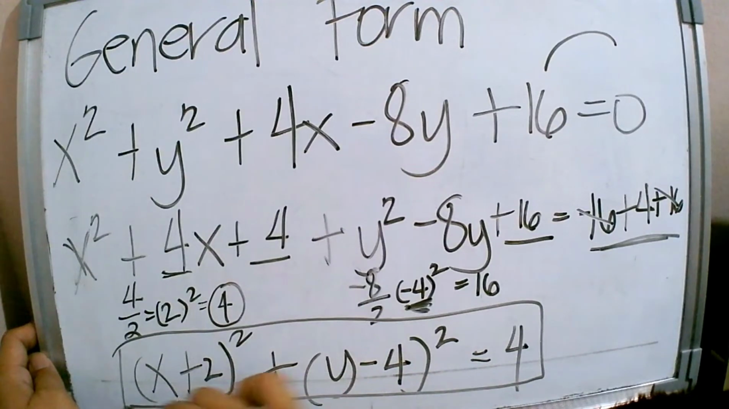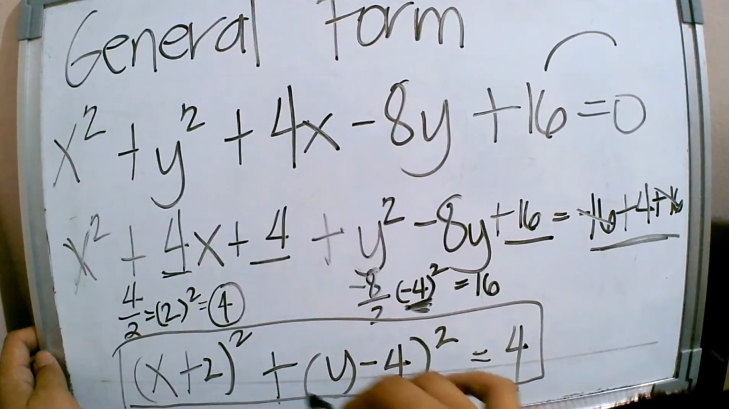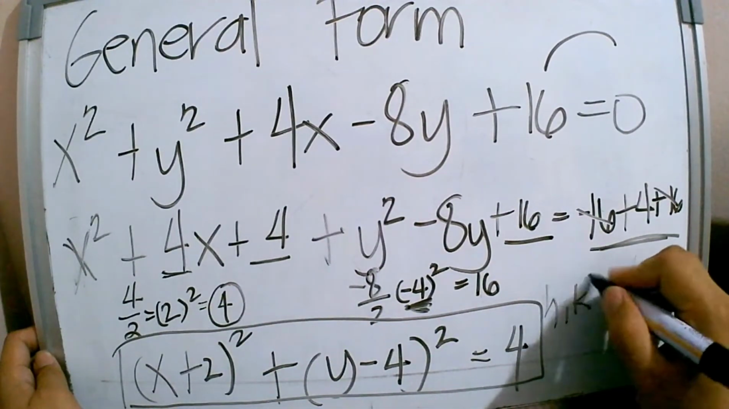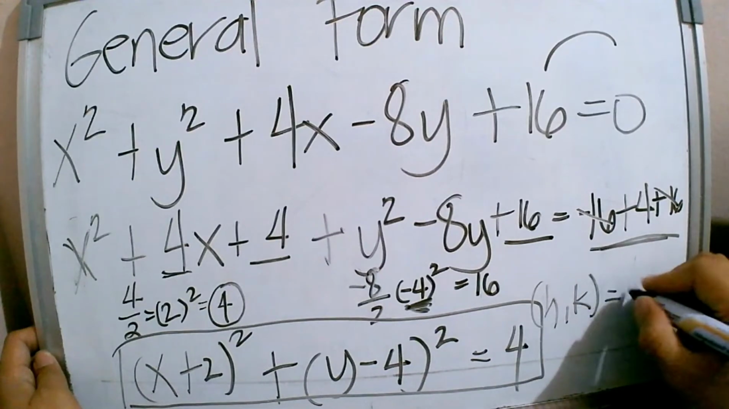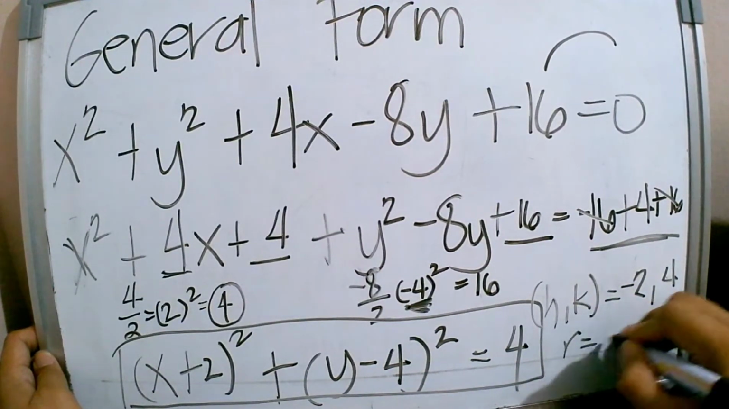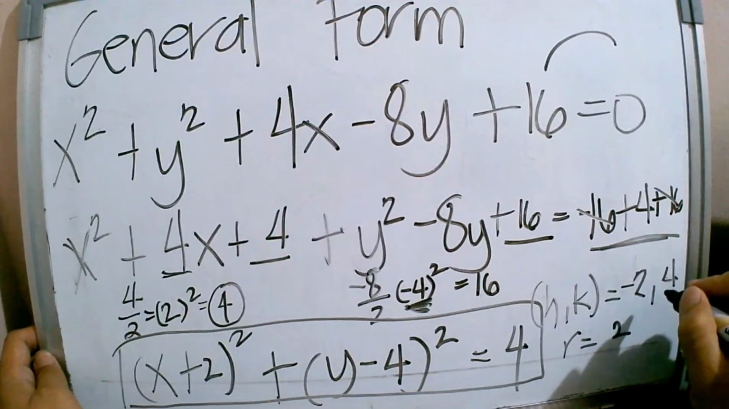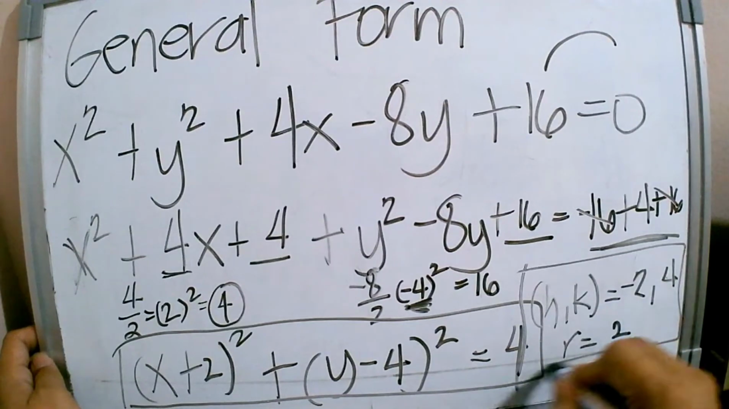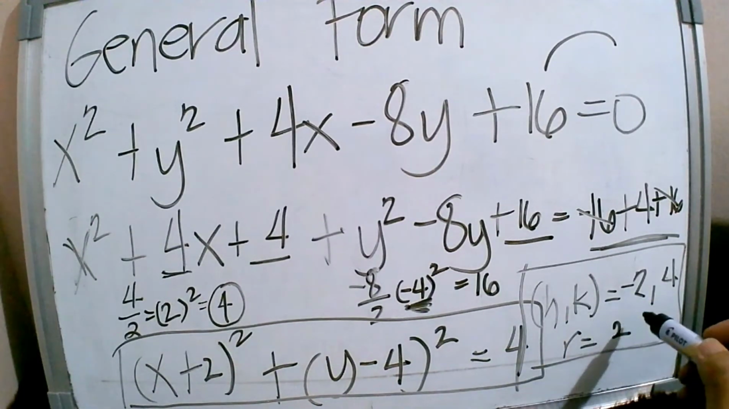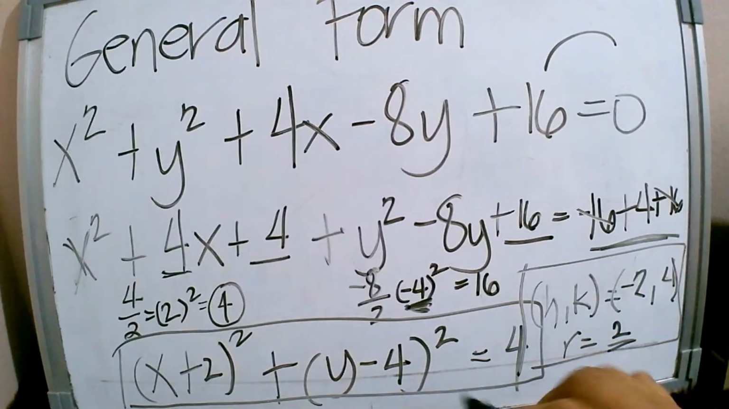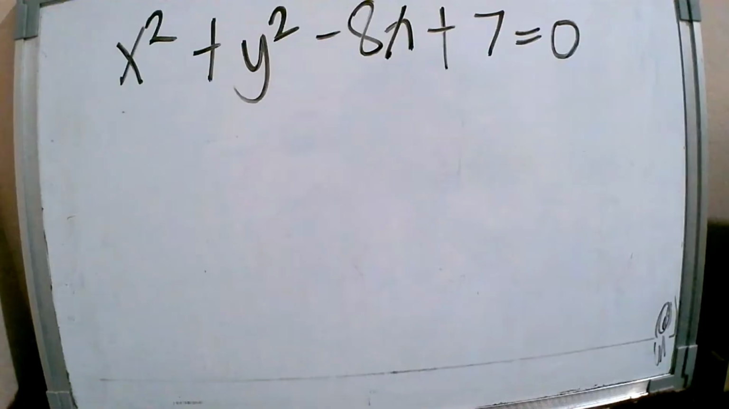And if we are asked to find out the center and the radius, we can easily do it with this standard form. So center h and k is equal to negative 2, positive 4. And our radius is positive 2. Okay? So we have this answer. Our center is negative 2, 4, and radius is positive 2.